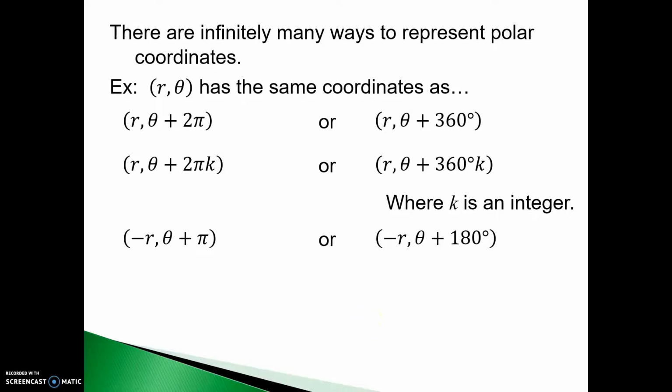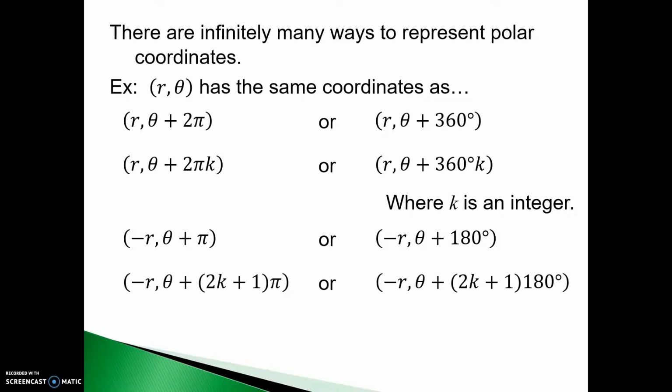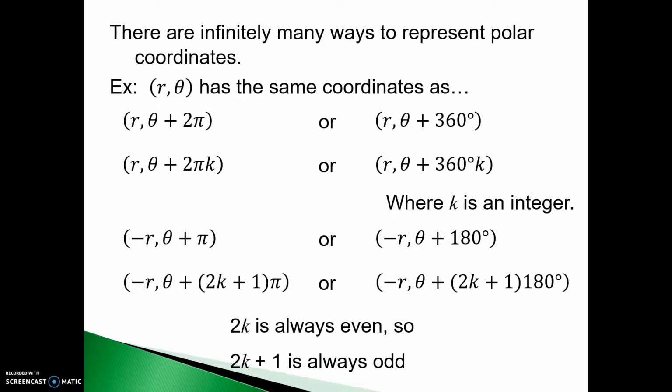I can add pi, but go in the opposite direction, and that's going to give me the same point, just like when we did 60 degrees with r being -2. And then we could also do something times pi. So instead of doing an even number times pi, 2 times k is always even, so 2 times k plus 1 is always odd. So it's going to go an odd number of pi's, which is always going to get you to that -r value, and this is where k is an integer.